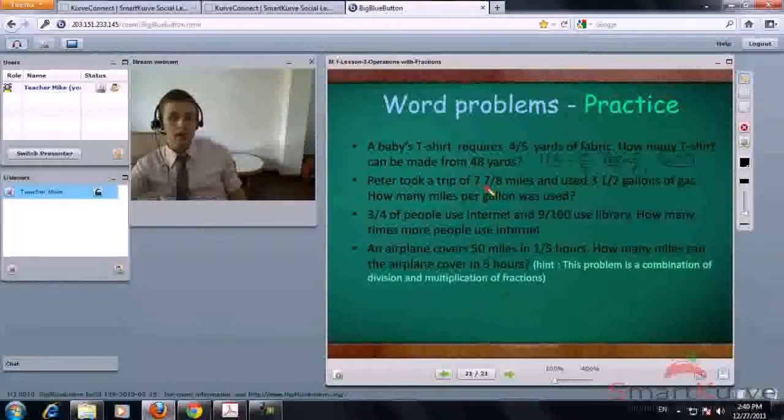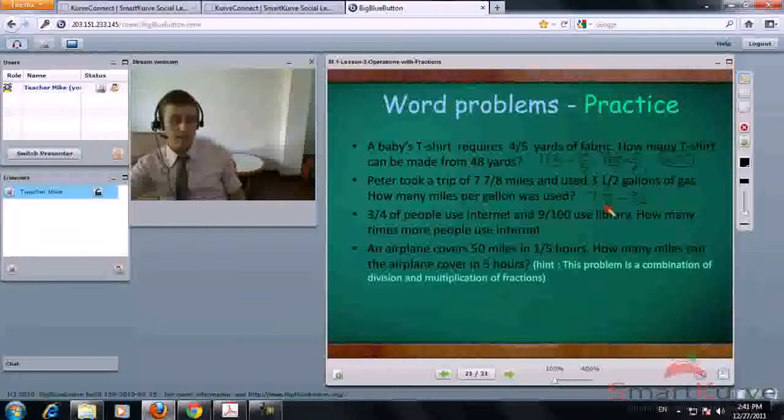Peter took a trip of 7 7/8 miles and used 3.5 gallons of gas. How many miles per gallon was used? Well, 7 7/8 was the amount of miles divided by the gallons, 3 1/2. First, you need to convert both of these into improper fractions.